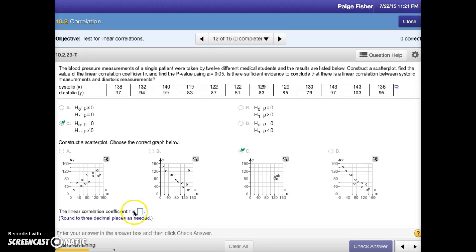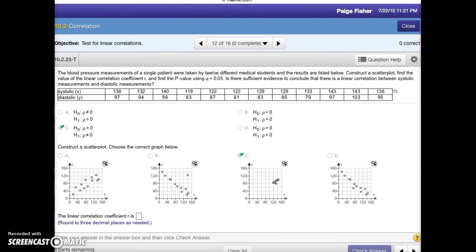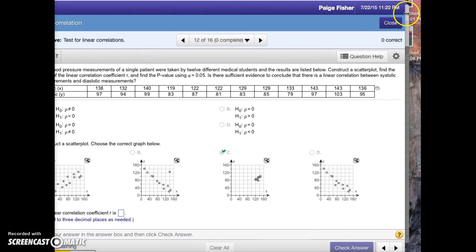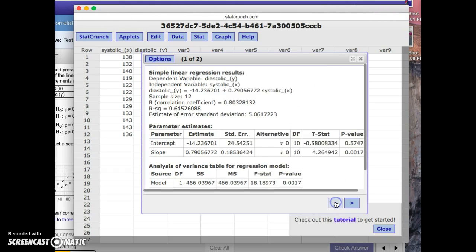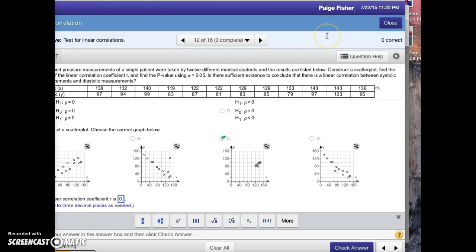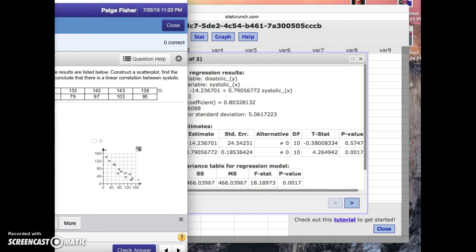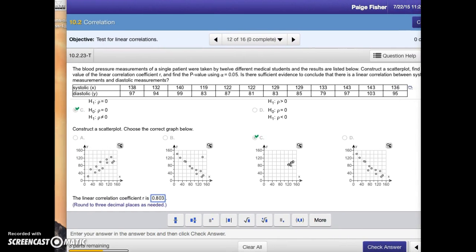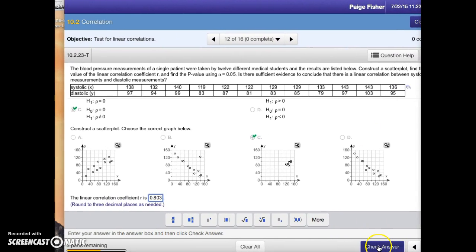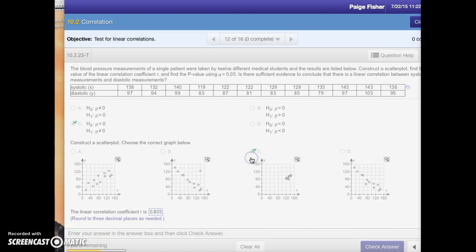And then we want the linear correlation coefficient R. So we go back to our StatCrunch, sorry. Go over, and the correlation coefficient was 0.803 because it says round to 3 decimal places. So 0.803. Yep, that's right. Check our answer. That's right.